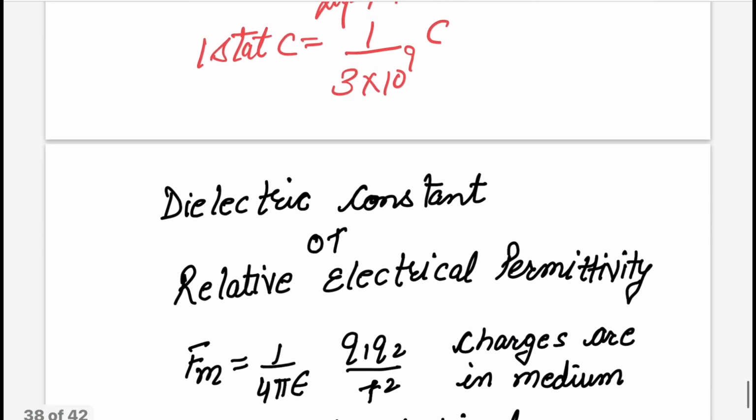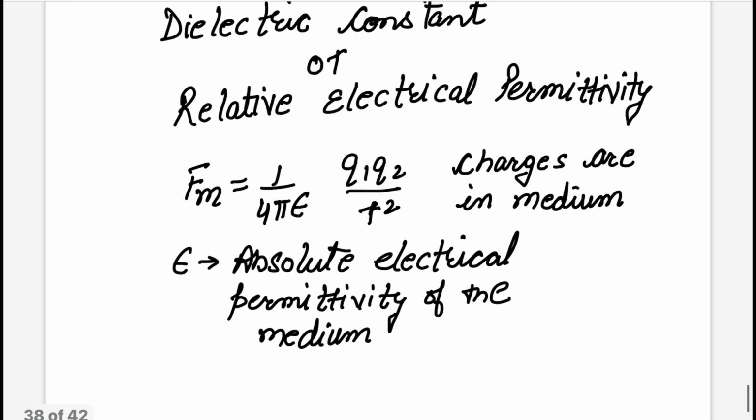The next is about the dielectric constant. Dielectric constant is again an important question, right? Dielectric constant is also called relative electrical permittivity, right? So we write two equations.